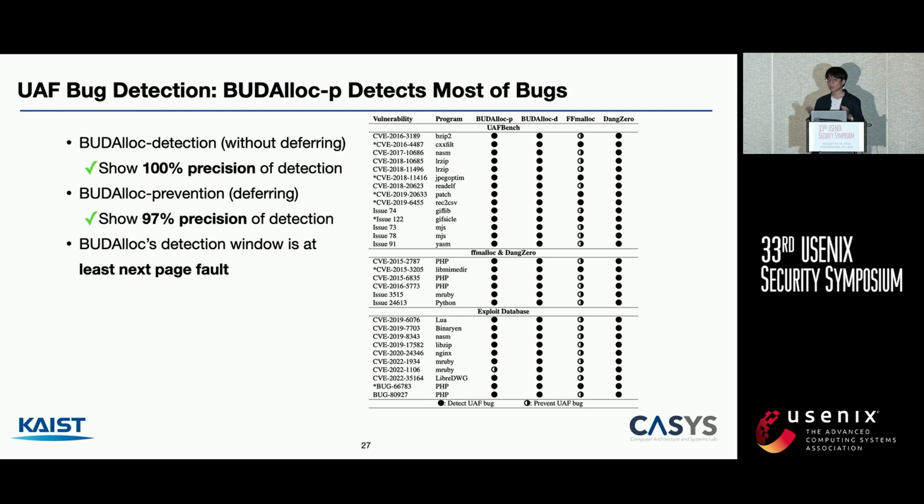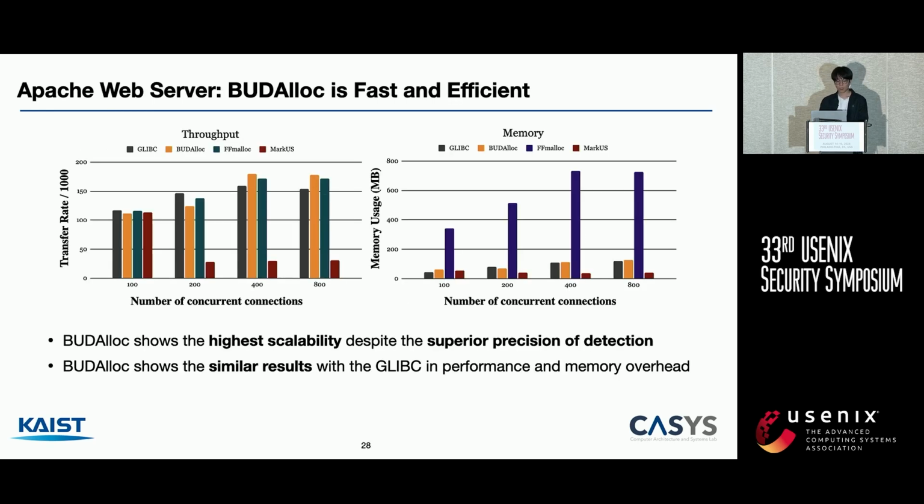The root cause of this difference is that BUDAlloc's detection window is at least until the next page fault, thanks to our decoupled virtual address design. Despite this superior precision of bug detections, only BUDAlloc shows similar performance, memory overhead, and scalability results with glibc on a real-world web server like Apache.